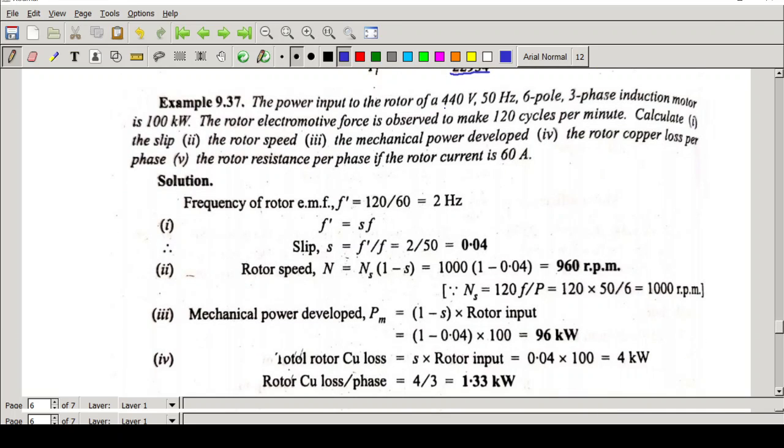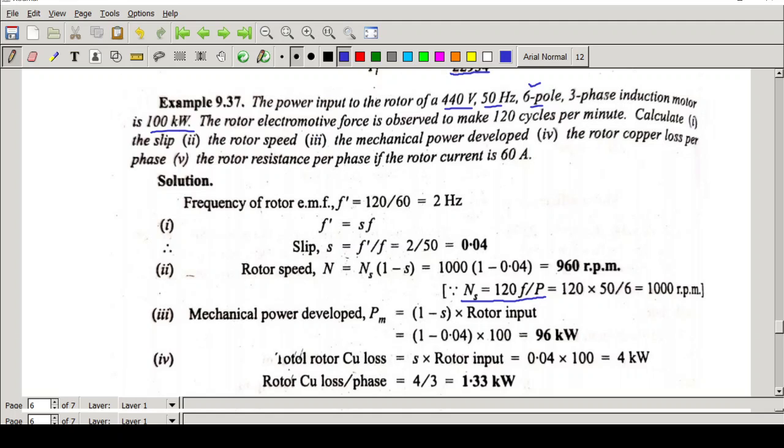The power input to the rotor of a 440 volt 50 hertz 6 pole 3 phase induction motor is 100 kilowatt. That means power input of the rotor is given. Voltage is given, frequency is given, number of poles is given. Then based on that, we can calculate the synchronous speed. There is no problem with that because it is 120 f by p. Frequency is 50, p is 6.